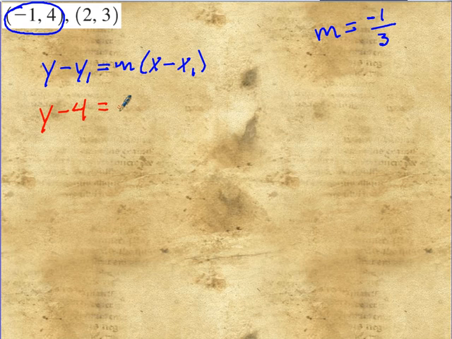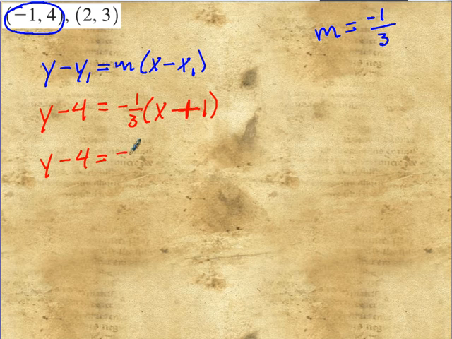y minus y1 equals m times x minus x1. y minus 4 equals, that's minus minus is a plus, -1/3 times x, -1/3 times 1.